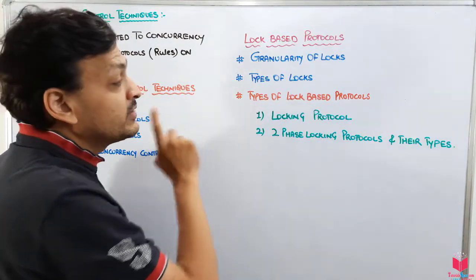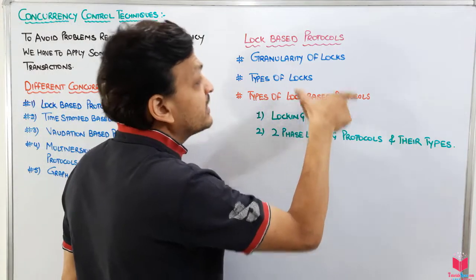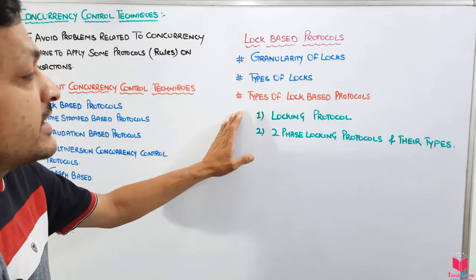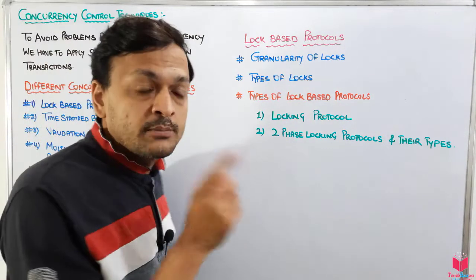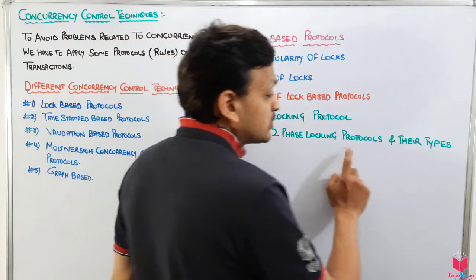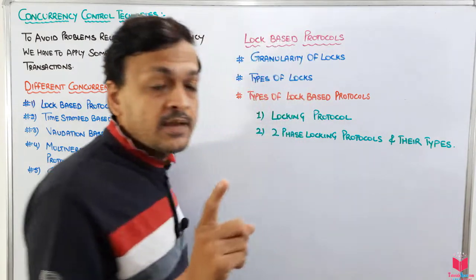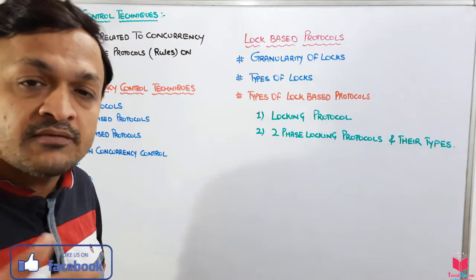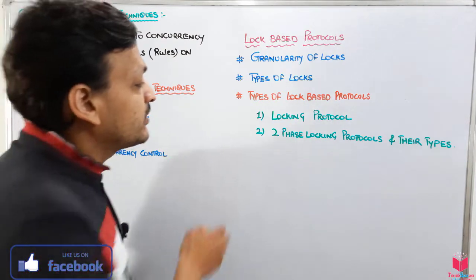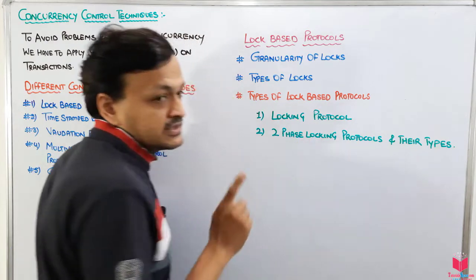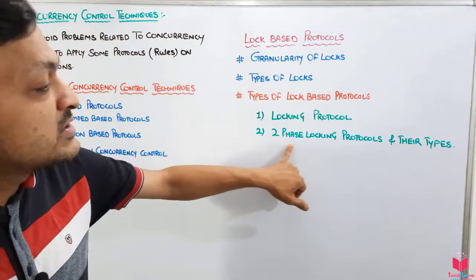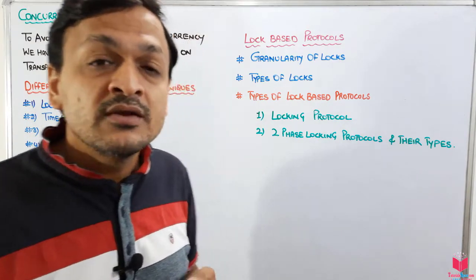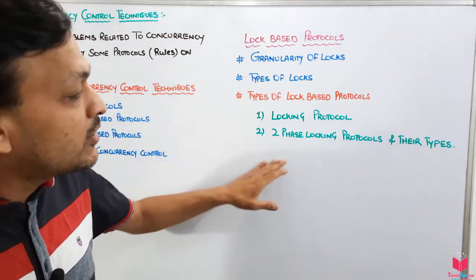Then in the next video we will do the types of lock based protocols. What are the different lock based protocols? We will study that. These are basically the locking protocols, and the second is the two-phase locking protocols and their types. When we are doing the locking protocols, we will see some examples as well as their advantages and disadvantages, and why we move to the two-phase locking protocols we will see there. Then we will do the two-phase locking protocols, and we have some different types of two-phase locking protocols with their advantages and disadvantages. We will also see that.